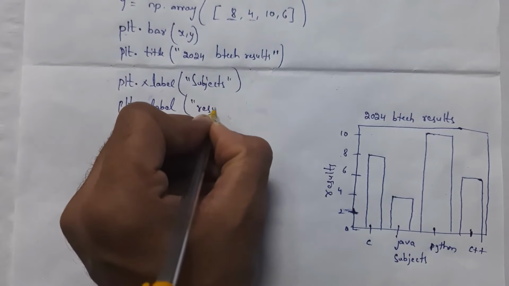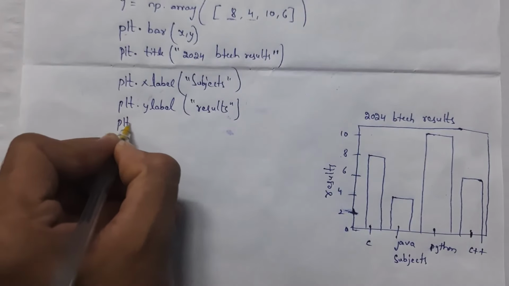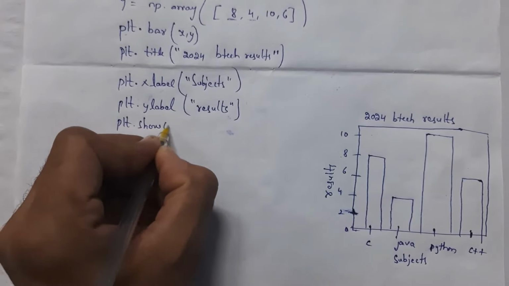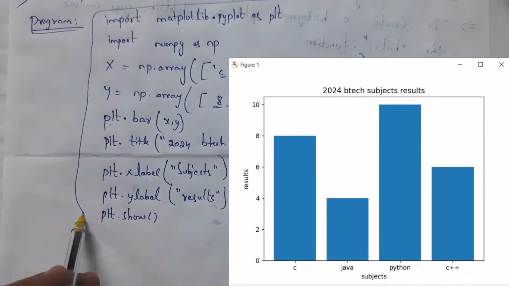Results in quotations. Guys, in order to see output, definitely at last you need to write plt dot show. The show function will display output. Guys, this is a simple Python program in order to draw this bar plot.